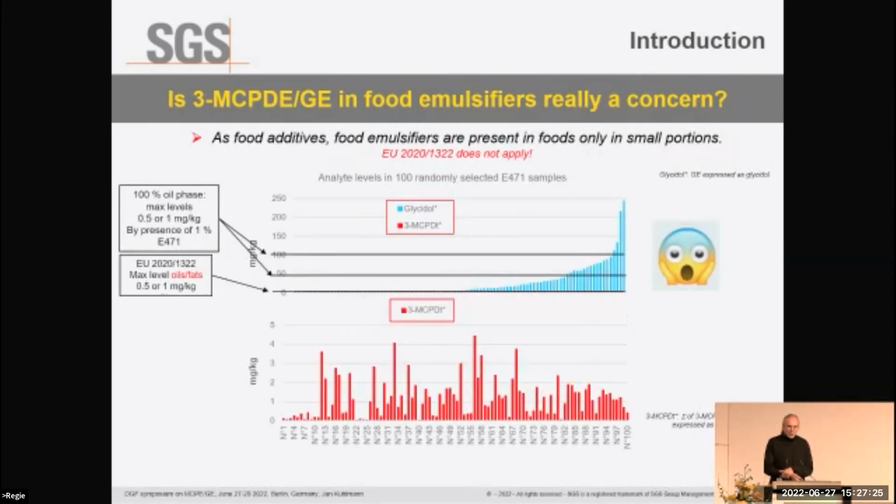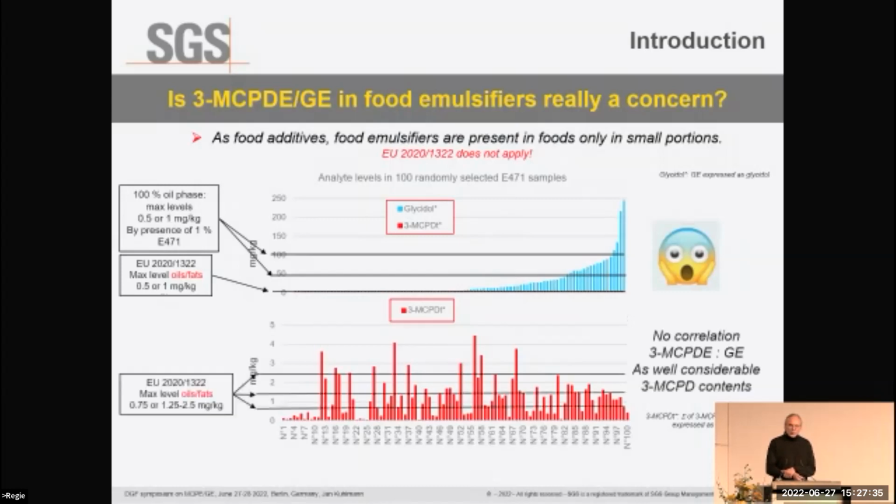So now coming to 3-MCPD, this is a different scaling, just to see that MCPD esters do occur in food emulsifiers as well. We have no correlation with the GE contents. This is nothing new, but from case to case, there are also considerable 3-MCPD contents. However, the GE is a more problematic issue with regard to E471.